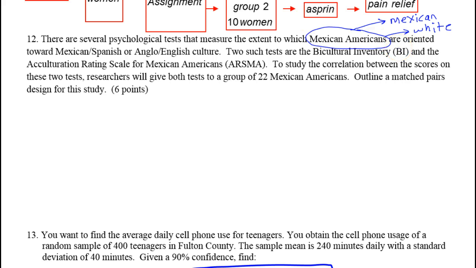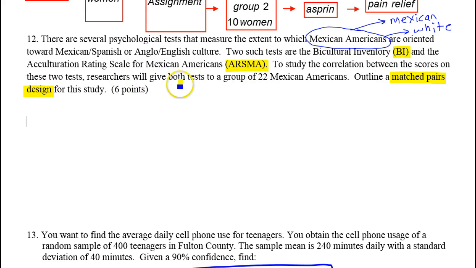So there are two different tests that are being compared in this experiment. There's the bicultural inventory, or BI, and there's the acculturation rating scale for Mexican Americans, the ARSMA. So those are the two treatments that are being tested. Now we're asked to do a matched pairs design for this study. So that's the one where each group gets both treatments. So each group is going to wind up getting the ARSMA and the BI. So let's work on that.